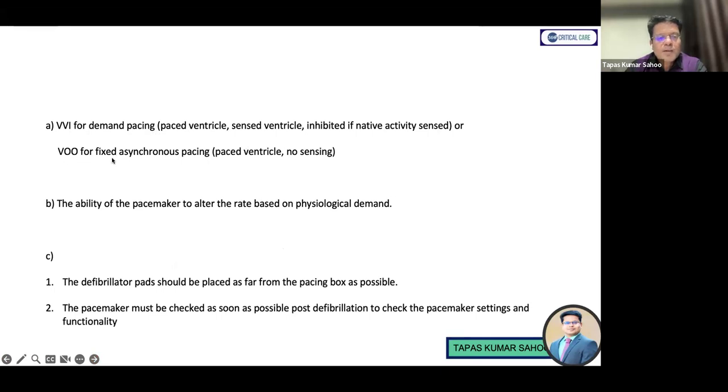Now VOO means paced ventricle, but after that OO, or I would say 0, means no sensing and there is no need of any inhibition.